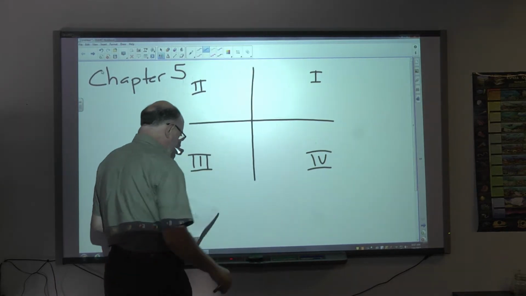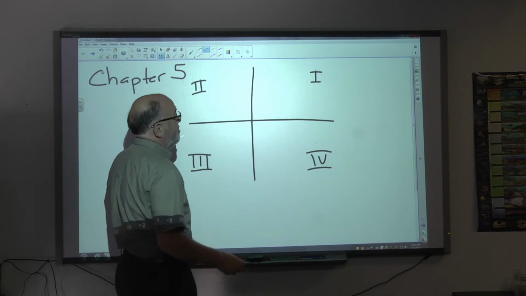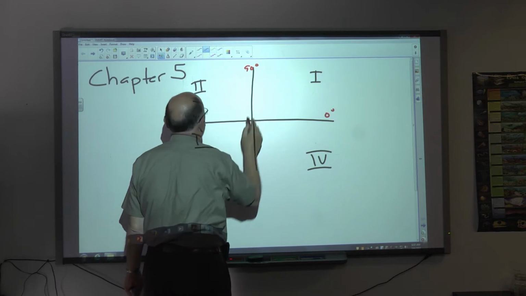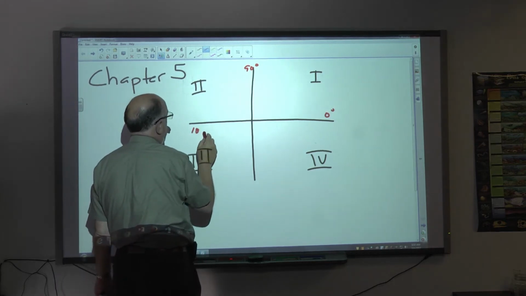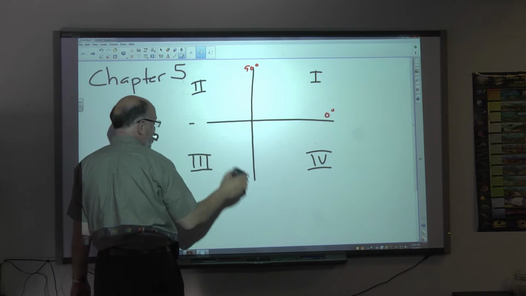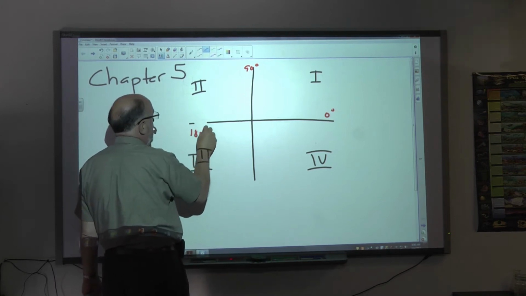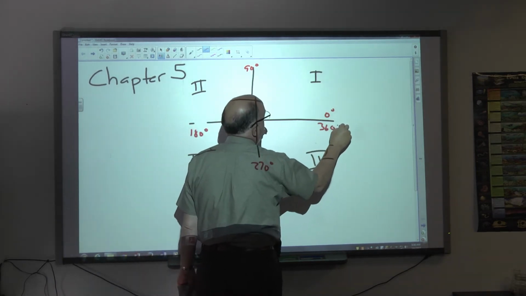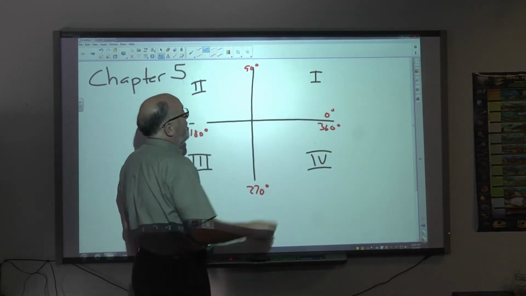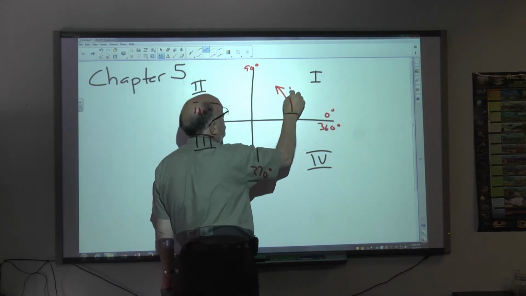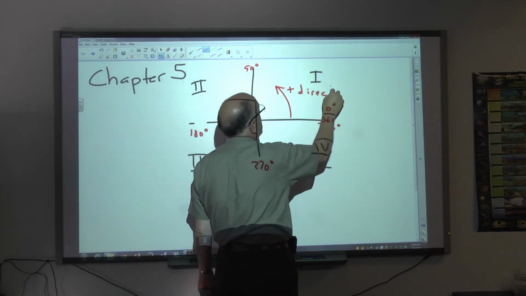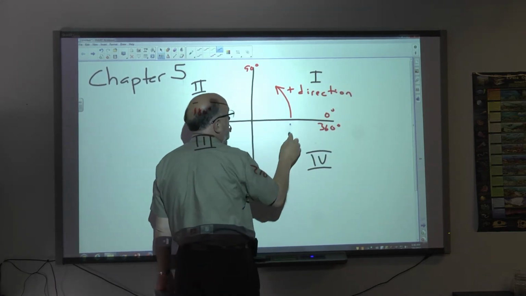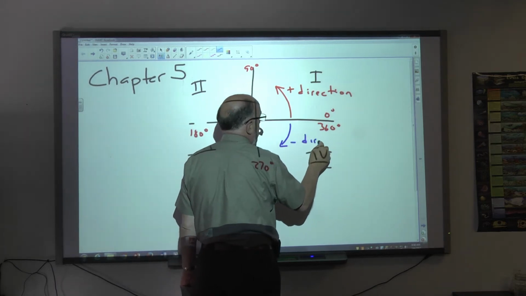I work this around in terms of angles. You got this would be 0 degrees. This is 90, 180, 270, and then all the way around is 360 degrees. Going in this way is considered to be in the positive direction. And then if you go the opposite way around, this is the negative direction.